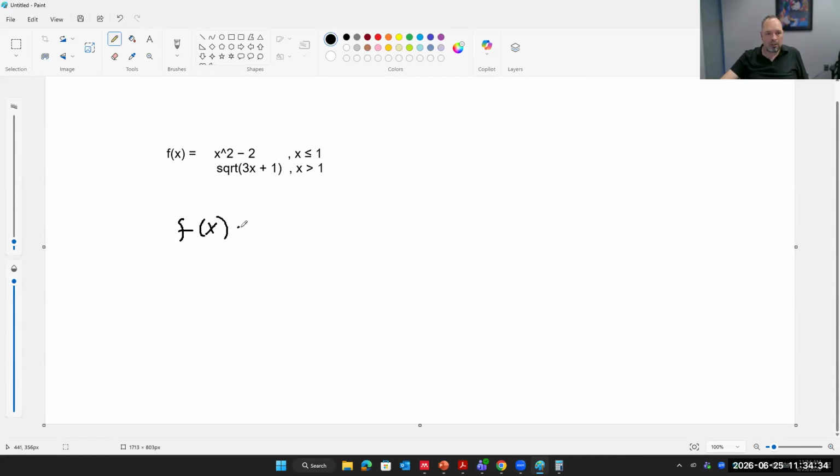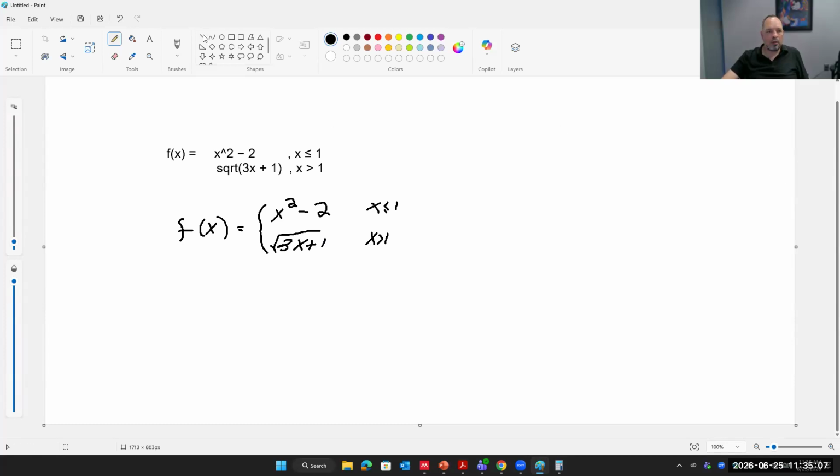F of x is a piecewise function. The first part is x squared minus 2 for x less than or equal to 1. And then the second part is the square root of 3x plus 1 when x is bigger than 1.